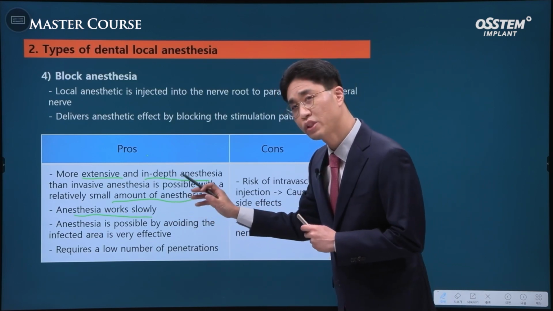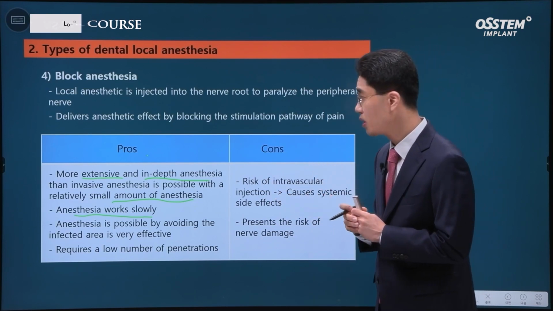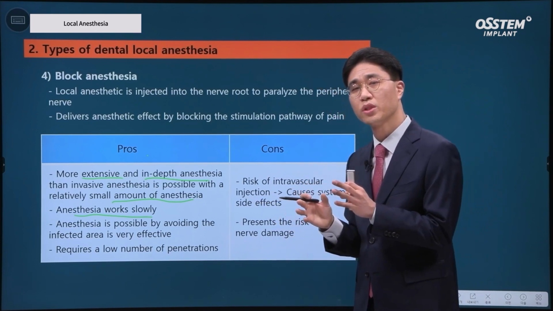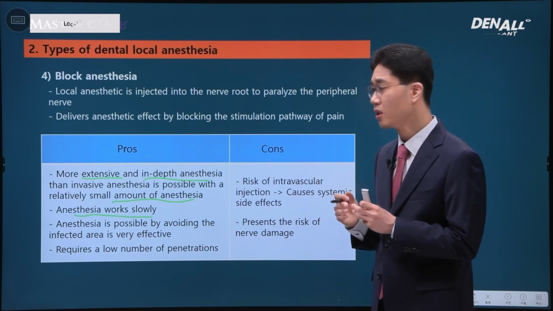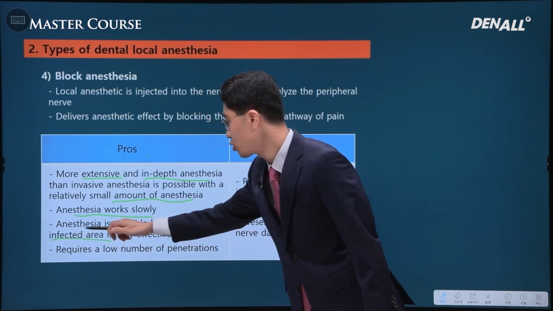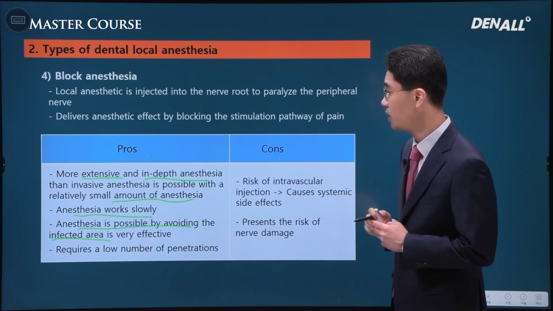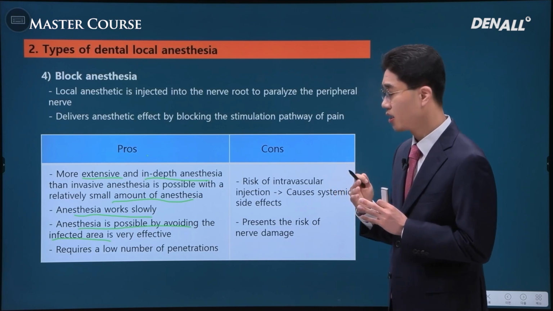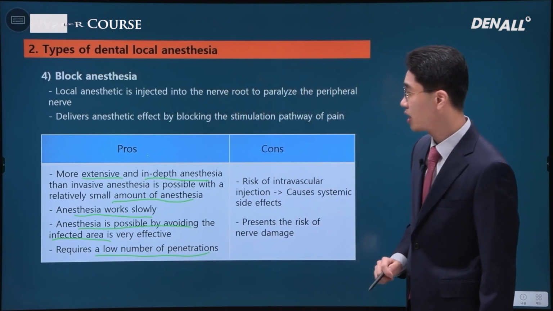Previously, I've talked about how it is impossible to use infiltration anesthesia in areas where there is inflammation or infection. However, in the case of block anesthesia, anesthesia can be performed by avoiding that infected area. Even in areas where there is inflammation, anesthesia can be performed. This is the benefit of block anesthesia. Compared with infiltration anesthesia, the number of needle penetrations goes down comparatively.